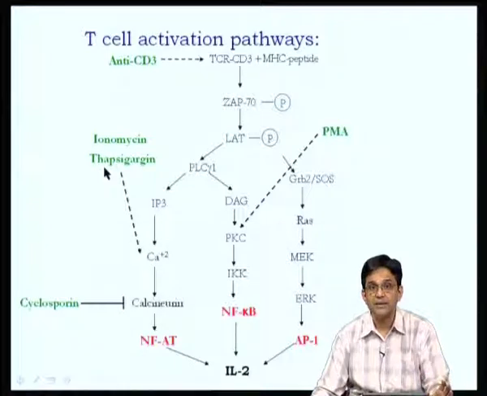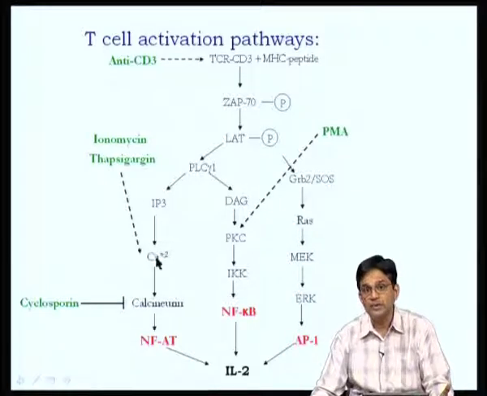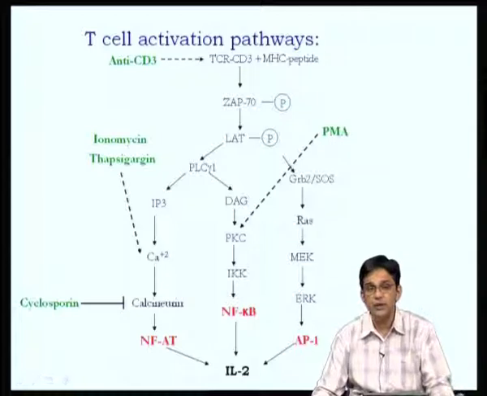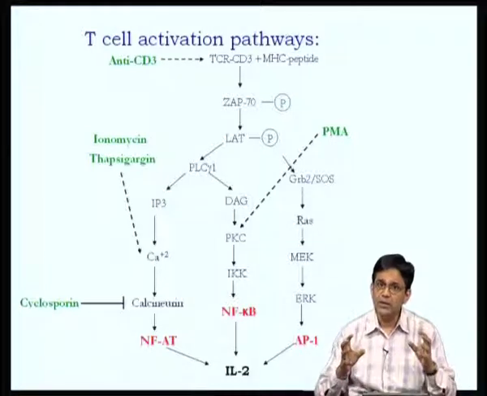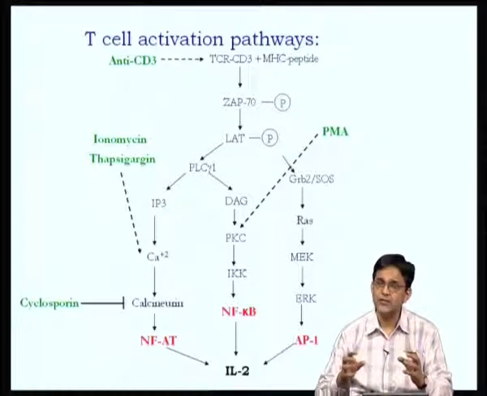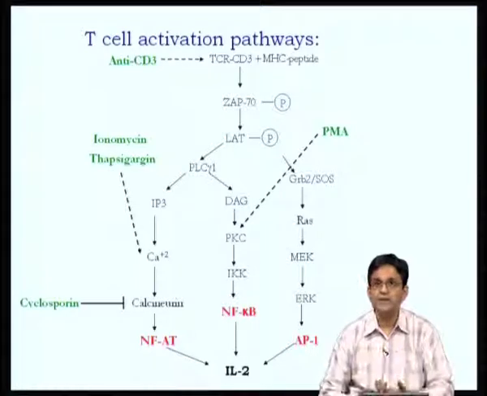intracellular calcium, and this is a calcium ionophore. Ionomycin is a calcium ionophore, which will increase intracellular calcium. Again, what is important is that you need the combination of a calcium ionophore and PMA, or phorbol ester, to activate T cells. Again, singly they will not be able to do it.